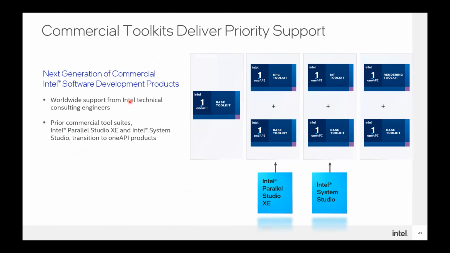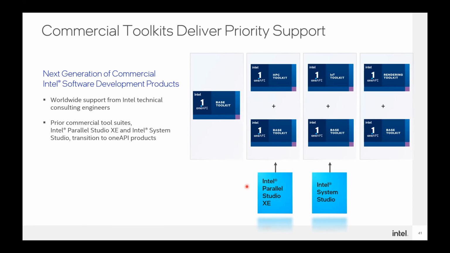And this is just for the priority support. As I mentioned before, the tools are freely available, but if you need priority support, you need to purchase it. For instance, if you already have priority support for Intel Parallel Studio, you can move that priority support to the HPC and Base Toolkit.